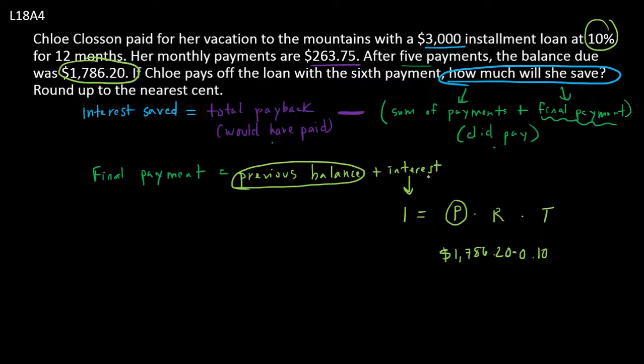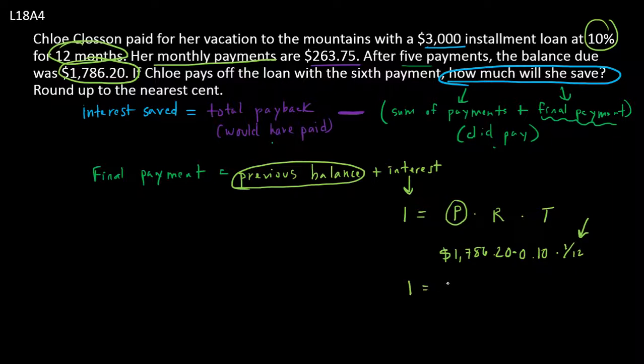Our time. Remember, don't ask yourself how long is the payment. Ask yourself how often interest is calculated for this payment plan. She's making monthly payments, which means interest is calculated every month. So we multiply by 1/12. Again, every 1/12 of a year, interest is calculated. Our unit has to be in years here. So we take $1,786.20, we multiply it by 0.10, and we multiply by 1/12.